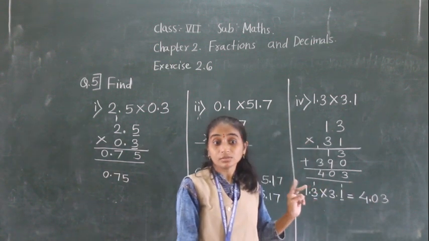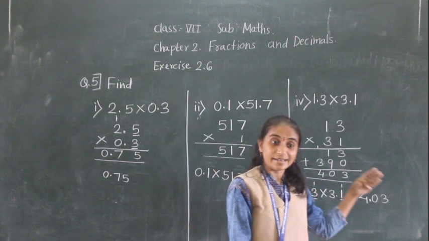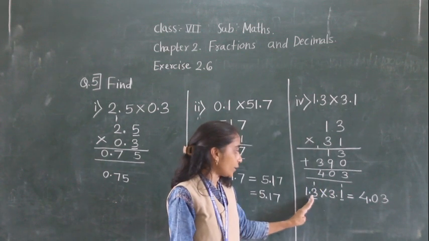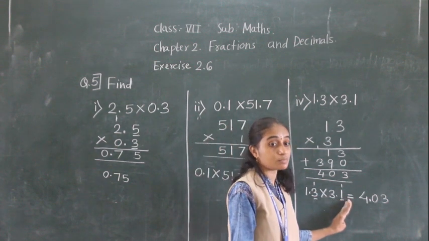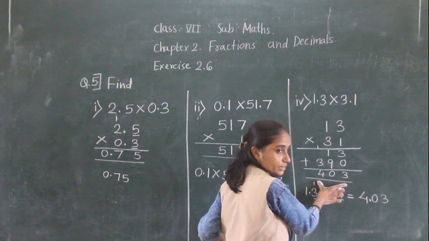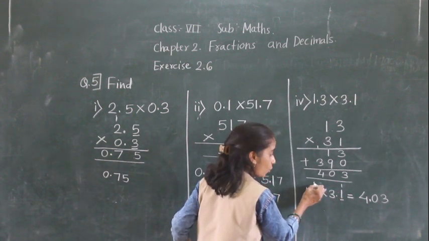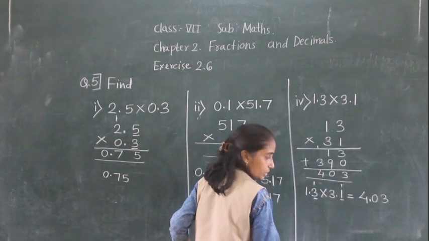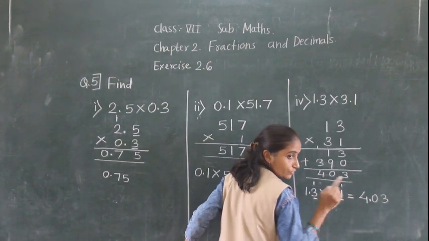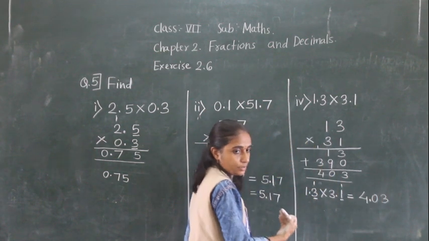In multiplication of a decimal by 10, 100 and 1000, we are shifting towards the right. So don't be confused in this concept. See, 1.3 multiplied by 3.1 is multiplication of a decimal number by a decimal number. First do it as a simple multiplication, which you already know, and then count the digits after the decimal point. Here 1 digit, here 1 digit. So the total number of digits is 2. From the right-hand side, we have to count 2 digits towards the left.